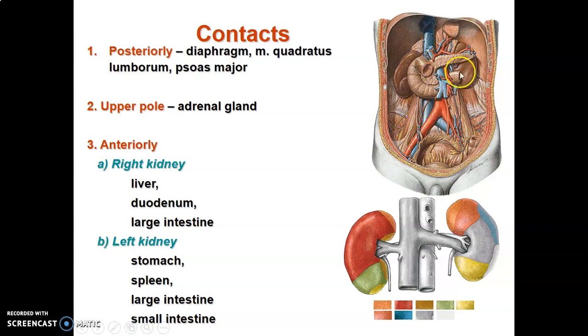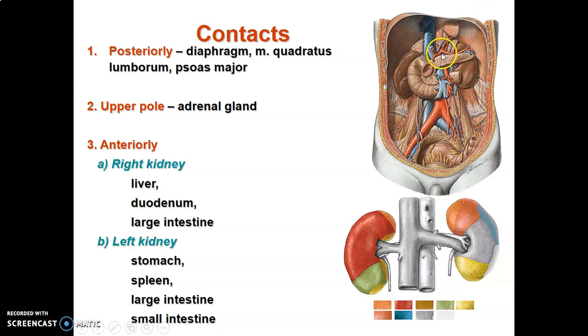What are the anterior relations of the kidneys? On the right and the left, it varies because the structures on the left are not the same as on the right. So what is anterior to the kidney on the right? There's a liver that sits here. There's the duodenum and part of the large intestines, the transverse colon and the hepatic flexure.